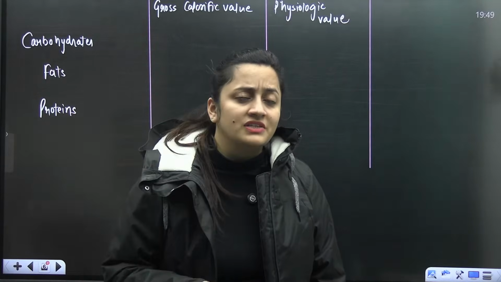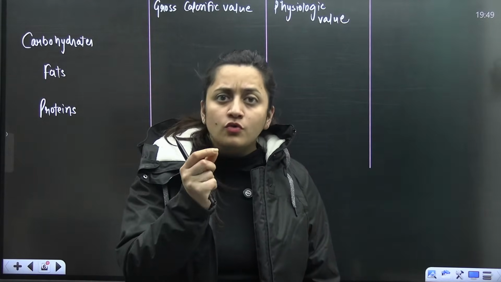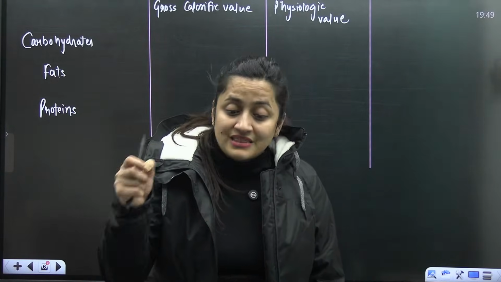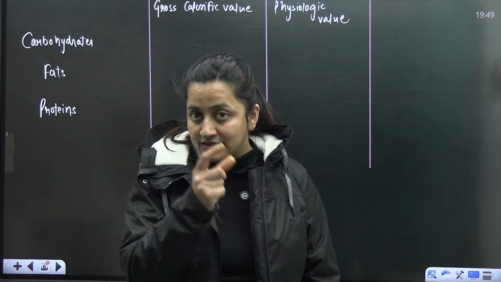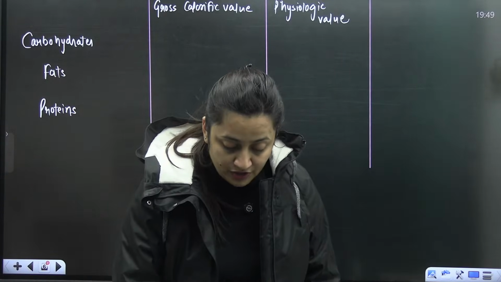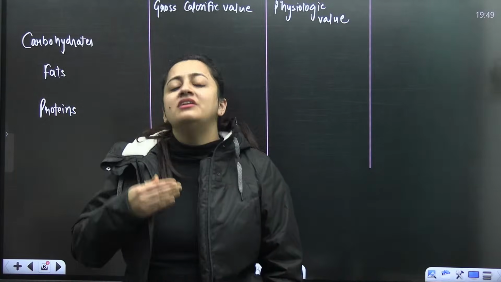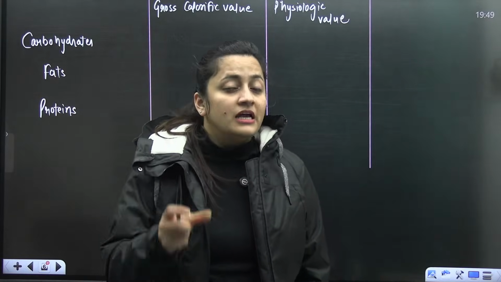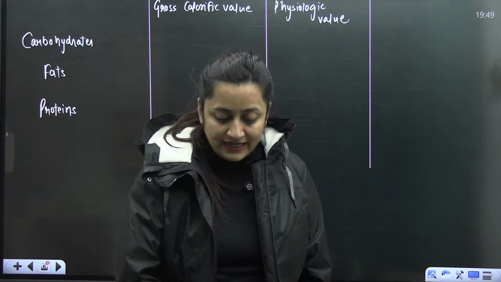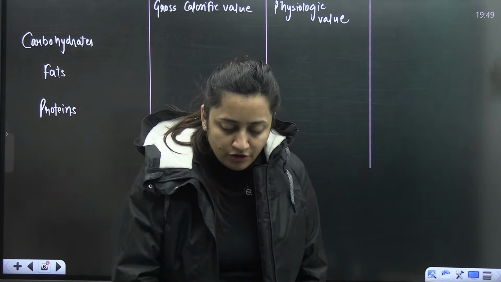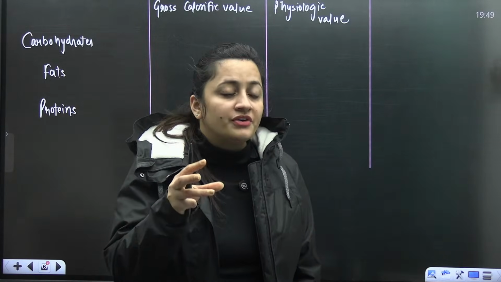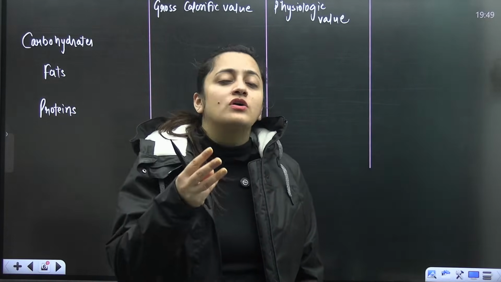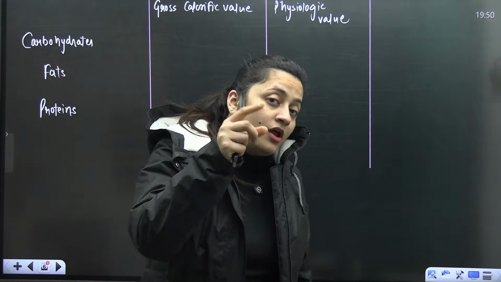Just say, let's suppose you know the physics in the bomb calorimeter. If you go for 1 gram of the respiratory substrate, the total amount of energy that it is going to release in that bomb calorimeter after the complete oxidation will be the gross calorific value. So I will define it again. Gross calorific value is the total amount of energy that is released by 1 gram of respiratory substrate when it is completely oxidized in the bomb calorimeter. That will be your gross calorific value.